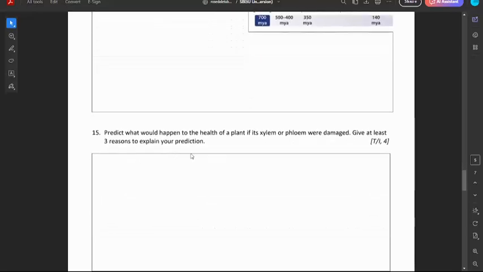Predict what will happen to the health of a plant if its xylem or phloem is damaged. So that will highly depend on whether all of the xylem and all of the phloem is damaged. But however, the plant's health is going to be quite severely affected, obviously. So xylem is responsible for transporting water and minerals. I need that point. Phloem transports products of photosynthesis, which is sugars, nutrients, and basically you can just say food if you want, but we need to get a little specific. So I need that as a second point.